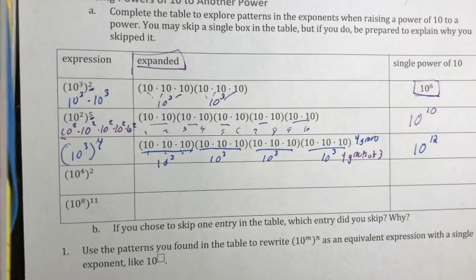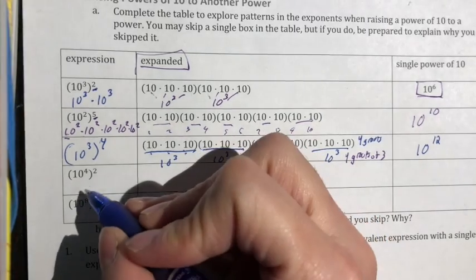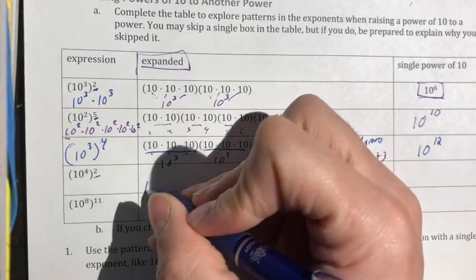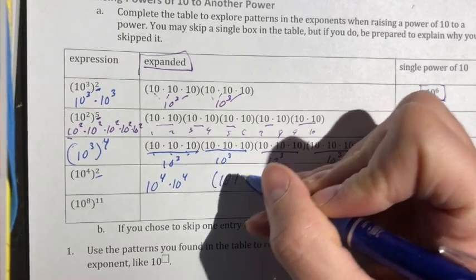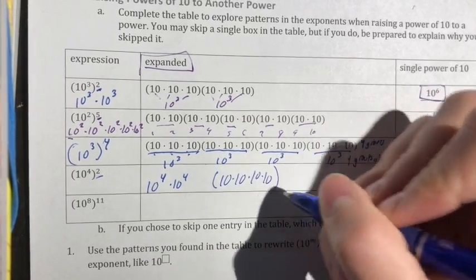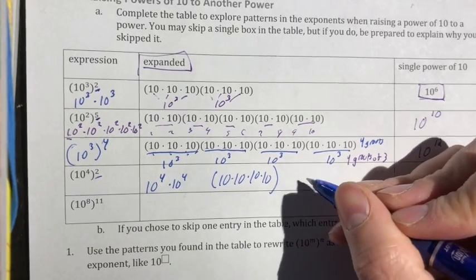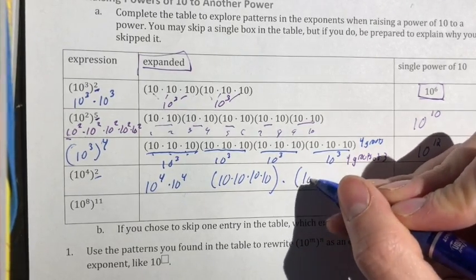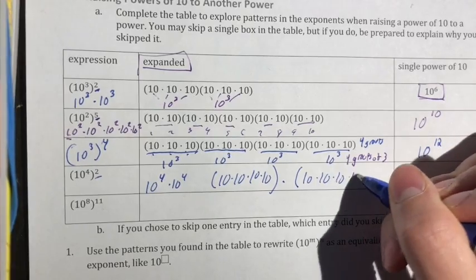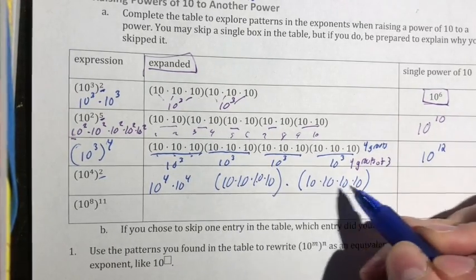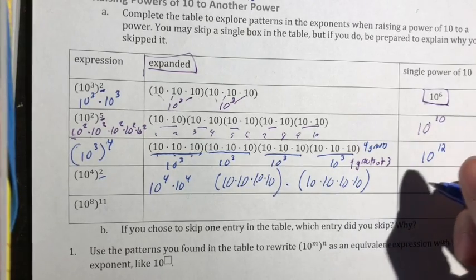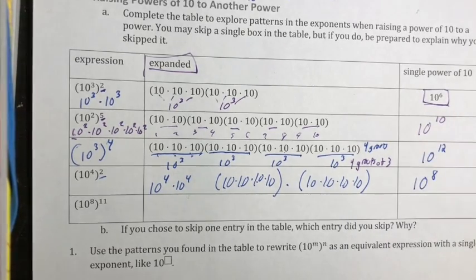All right. So let's think about the next 2. What would the next 2 look like? Well, I have 2 groups of 10 to the 4th. So I have 10 to the 4th times 10 to the 4th, which is really just 10 times 10 times 10 times 10. That's 1 10 to the 4th. And then I have 10 times 10 times 10 times 10. And really all I'm doing is counting how many times am I multiplying by 10. 7, 8. So we got 10 to the 8th power, because I have 8 tens.